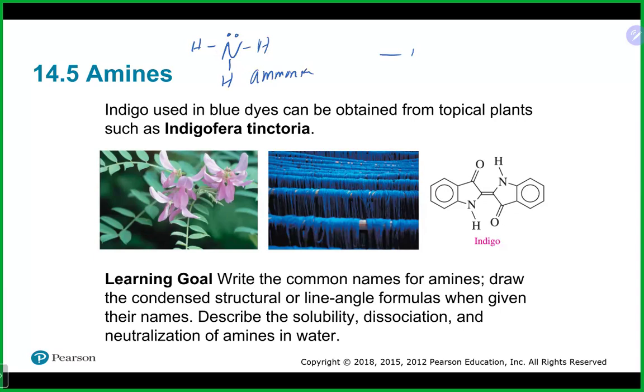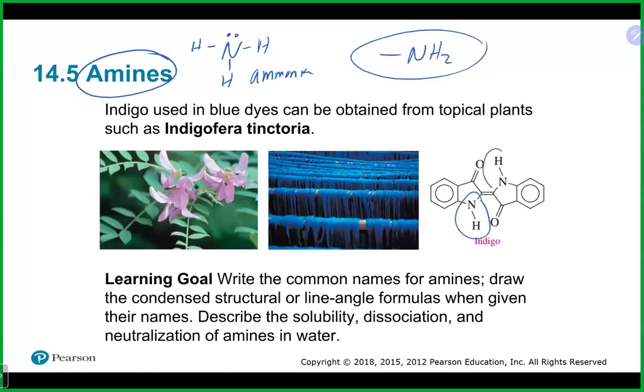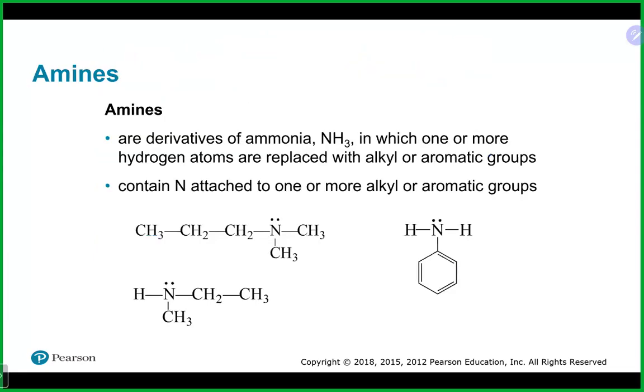And amines have the functional group basically of a nitrogen and some hydrogens attached to it. And that's the functional group of an amine. And as you can see here, we've got those amine groups. Now, amines, like I said, are basically ammonia derivatives. They're also fairly basic in a lot of cases, in which we have one or more hydrogens attached to that nitrogen. And we are going to name amines very similar to how we name ethers.